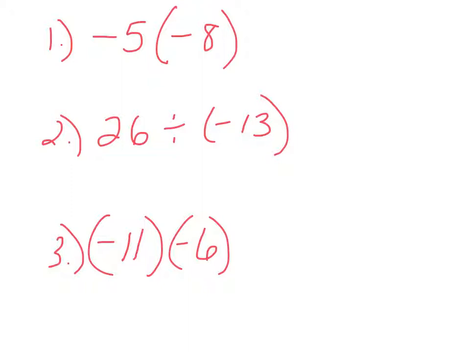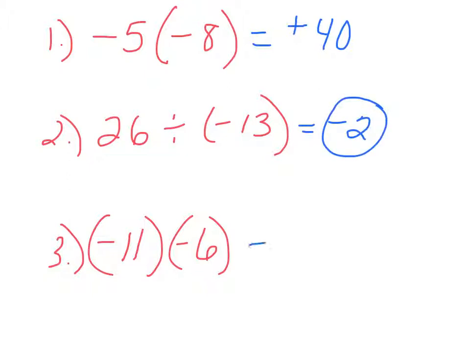So number 1, negative times a negative, right away you know your answer is going to be positive, and 5 times 8 is 40. Number 2, you have 2 different signs, right away you know your answer is going to be negative. 13 goes into 26 2 times. Number 3, they have the same sign, they're both negative, so you know your answer is going to be positive. 11 times 6 is 66.